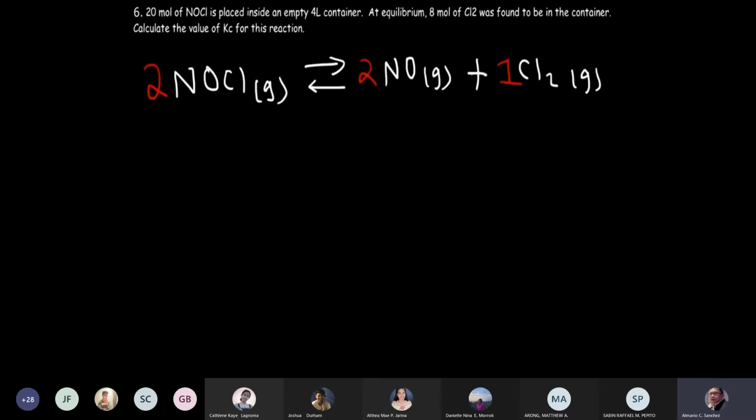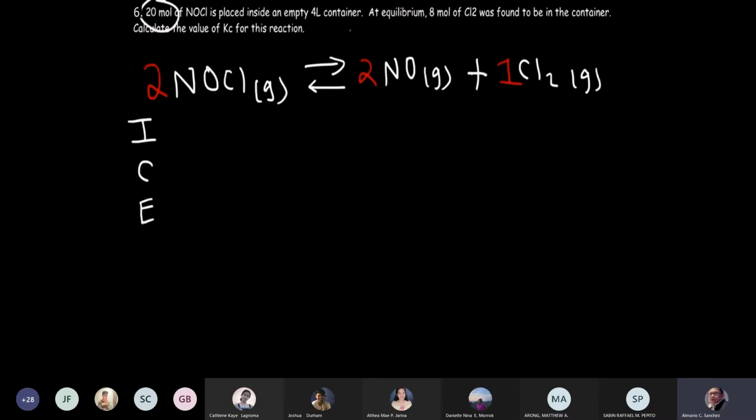20 moles of NaCl is placed inside an empty 4-liter container. At equilibrium, 8 moles of Cl2 was found to be in the container. Calculate the value of Kc for this reaction. In order to calculate Kc, we need to find the equilibrium concentrations for every species in this reaction. We don't have that. What we need to do is write an ICE table. So at the beginning, the initial value of NaCl can be calculated.